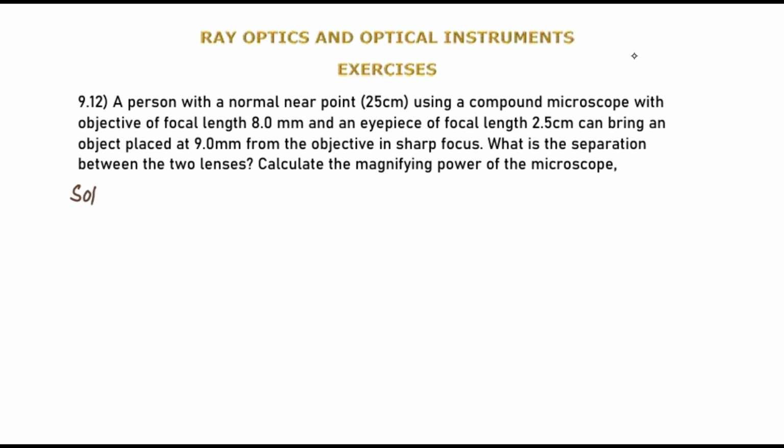Coming to 9.12: a person with a normal near point of 25 centimeter, using a compound microscope with an objective of focal length 8 millimeter and an eyepiece of focal length 2.5 centimeter, can bring an object placed at 9 millimeter from the objective in sharp focus. What is the separation between the two lenses? Calculate the magnifying power of the compound microscope.